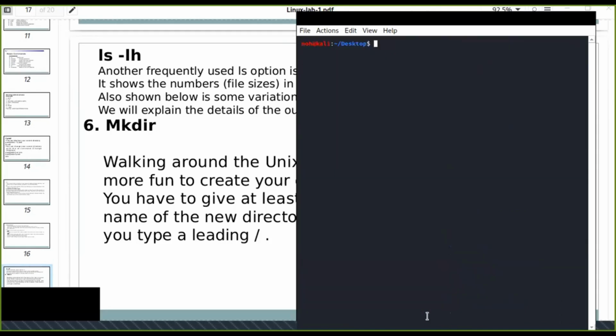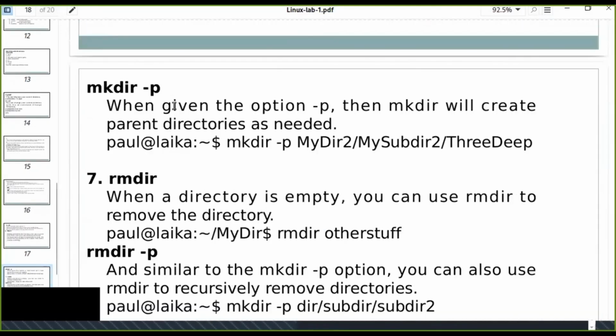Okay, you can clear this for current. mkdir -p is to create a parent directory. For example, when you give the option -p, then mkdir will create parent directories as needed. How can you create parent directories?